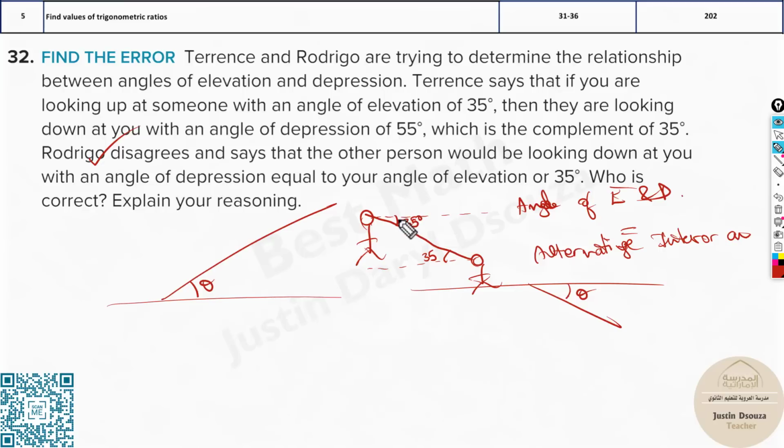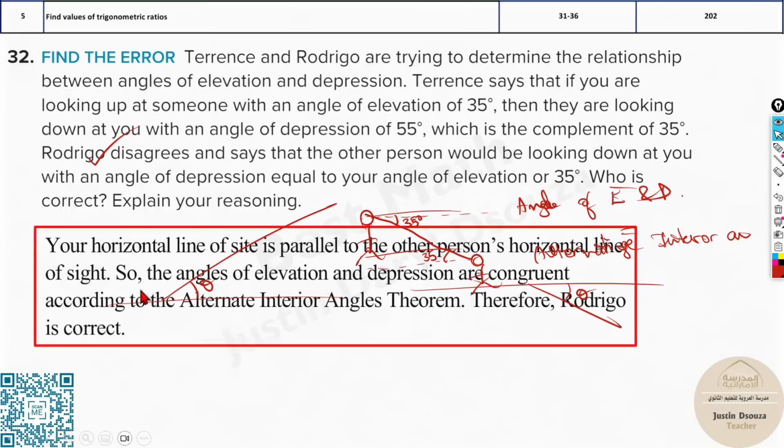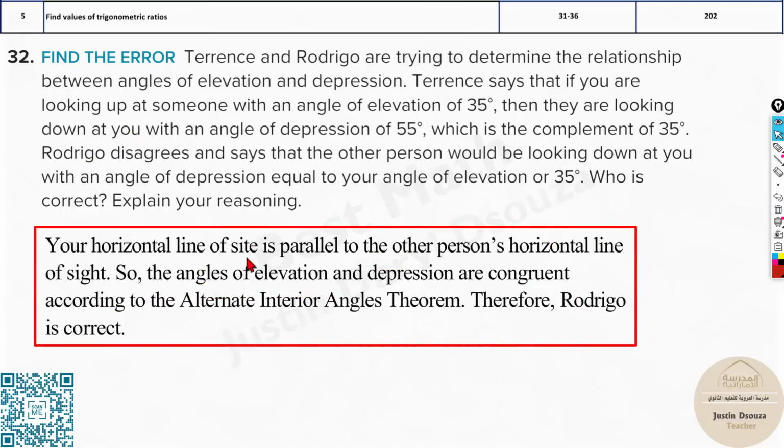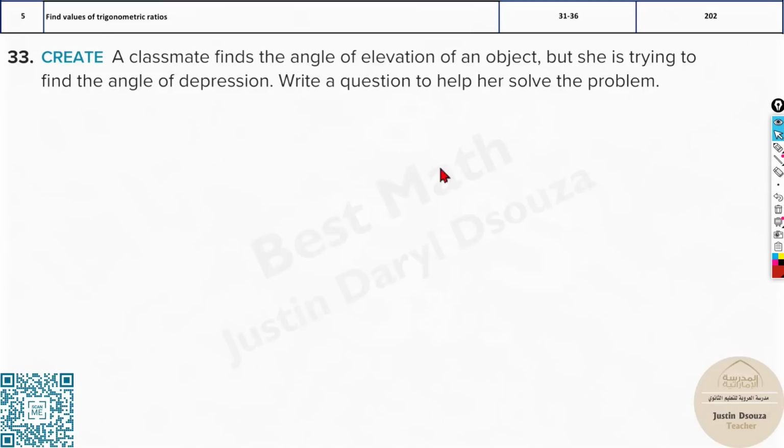Alternate interior angles means, see, these two lines are parallel and the angles are inside, so alternate interior angles. So that's it. That is the reasoning. Alternate interior angles. So you can write in your own words. If you want, you can even draw the figure. That means you understood it thoroughly.